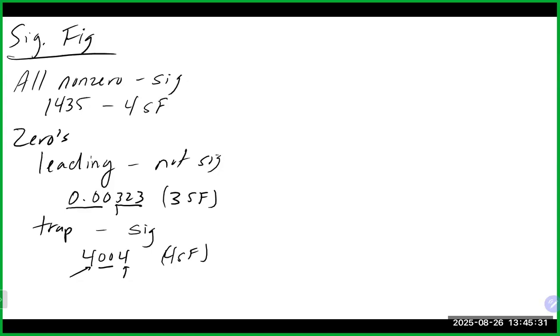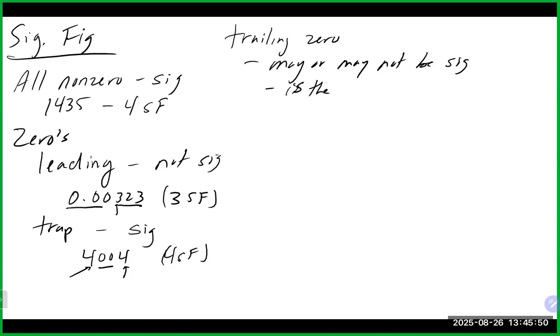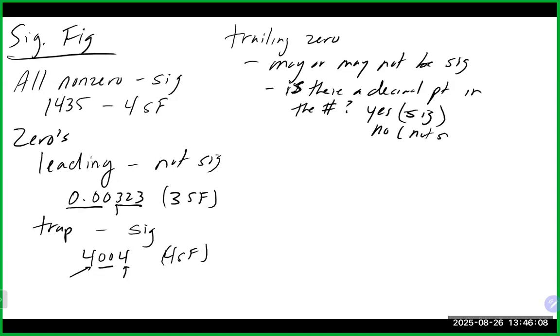Probably the zero that gives everybody the hardest time is the trailing zero. That may or may not be significant. And what determines if it is significant is: is there a decimal point in the number? And it does have to be written. So is there a decimal point in the number? If the answer is yes, then it is significant. If the answer is no, those zeros at the end are not significant.